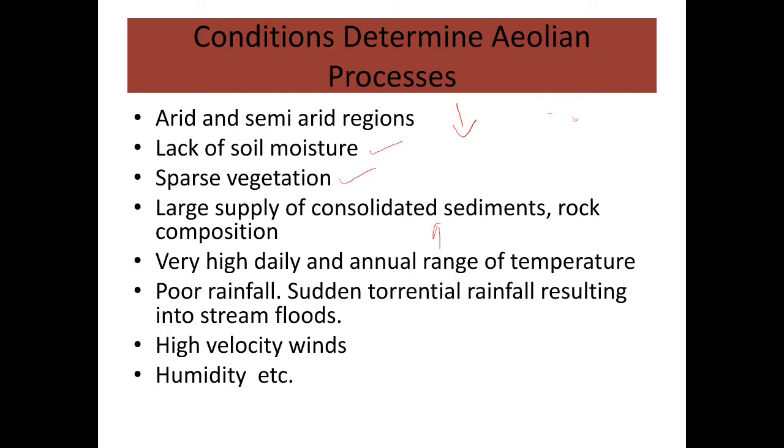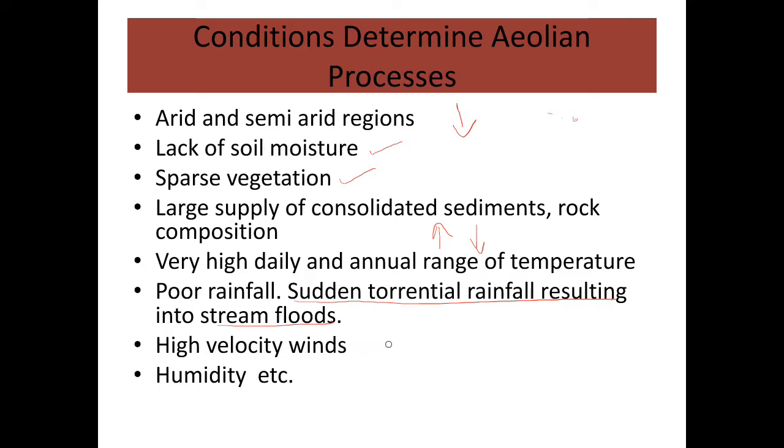Suppose the temperature in the daytime is very high and at night it is very low, because of that rocks expand and shrink. Because of this expansion and shrinking, the rocks disintegrate, mechanical disintegration can easily happen, and the wind can easily transport those disintegrated rocks. In poor rainfall regions, sudden torrential rainfall results in stream floods, which also erode the material and help in the process of wind erosion and transportation.